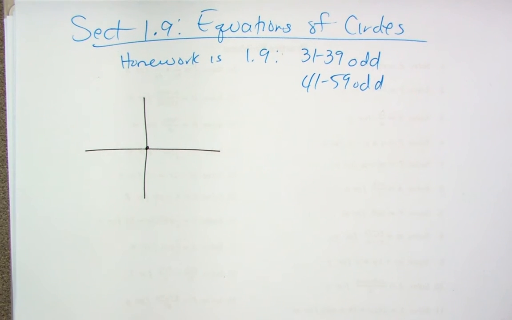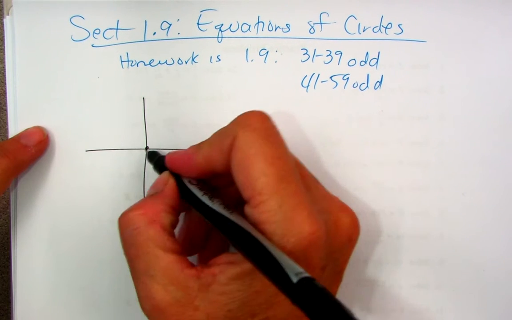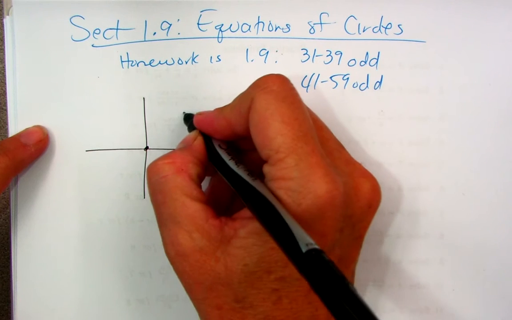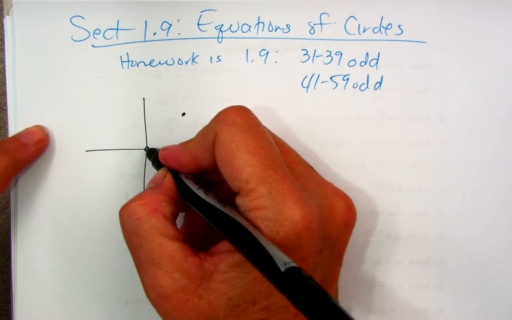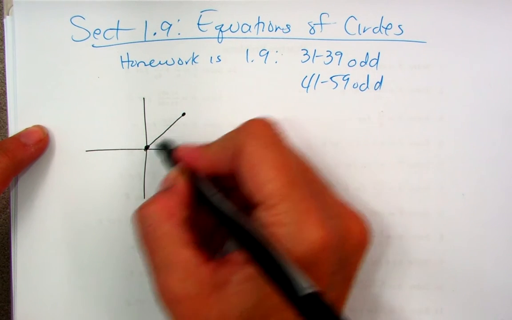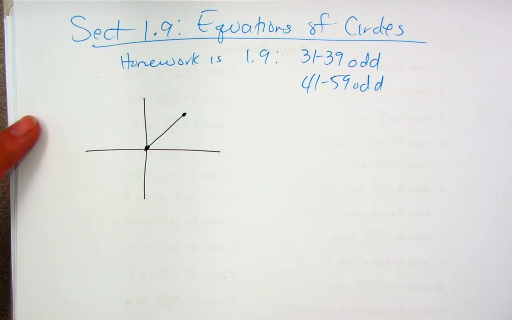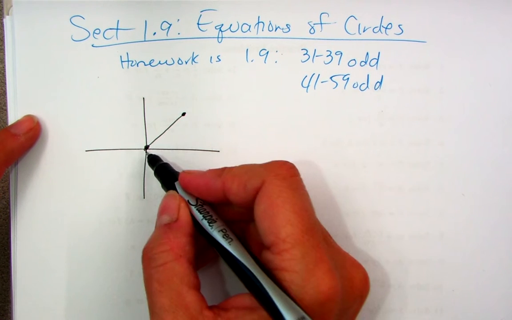So yesterday we talked about distance between 2 points. So I'm going to put a point here. I'm going to put a point here. So like the distance of that segment. Well, I could also look at this as a circle. This is the center. That's the radius.